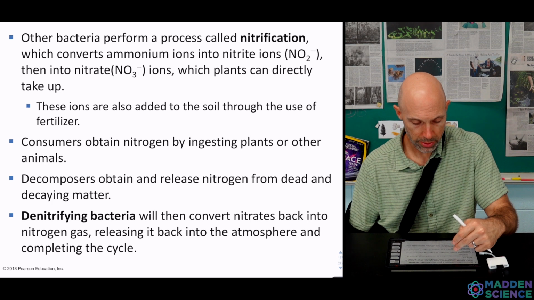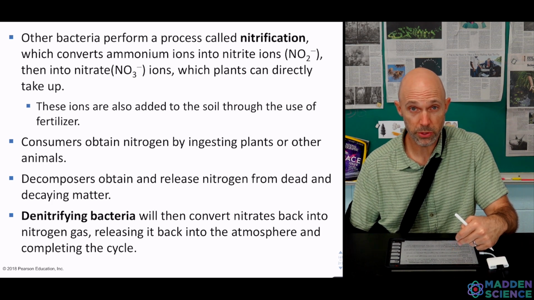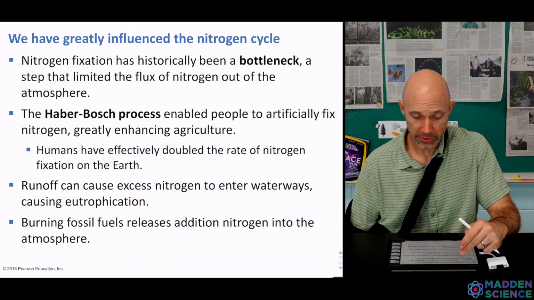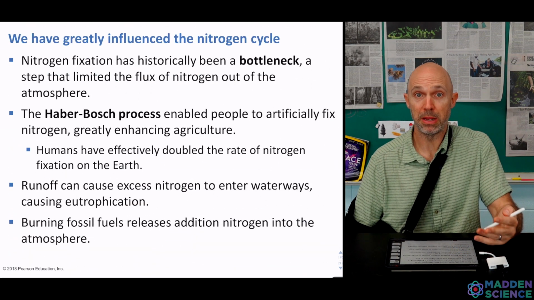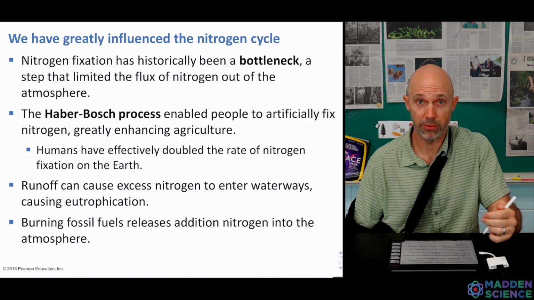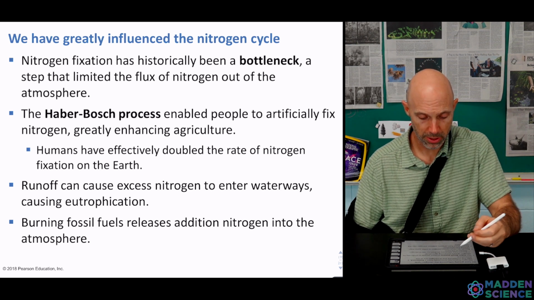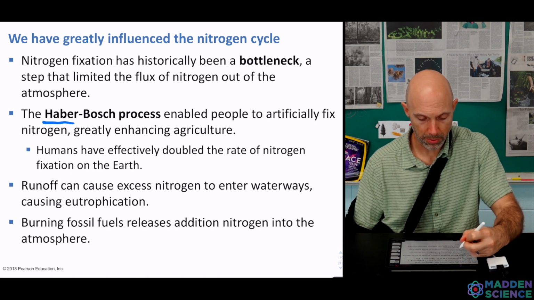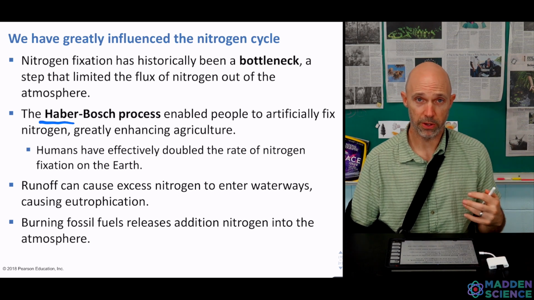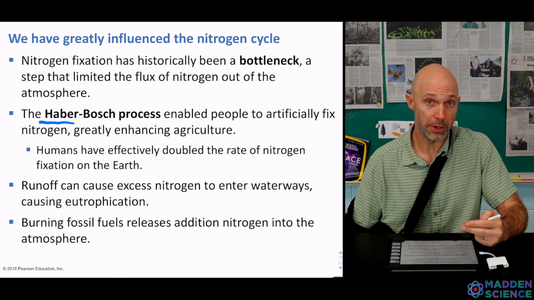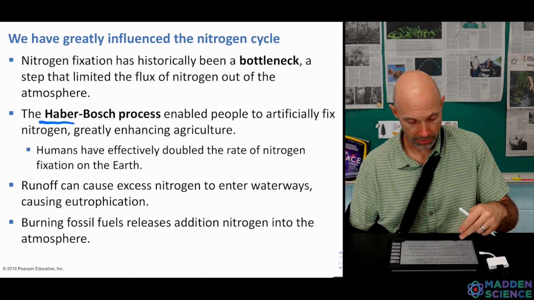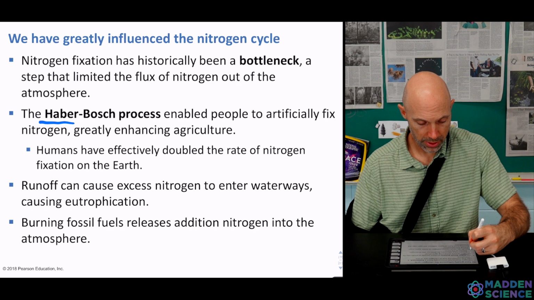Again, going back through, you got consumers, decomposers, denitrifying bacteria. Nitrogen fixation historically was a bottleneck that limited the amount or the flux, the transition of nitrogen within its nutrient cycle. Again, Fritz Haber and the Haber-Bosch process enabled us to artificially pull and fix, put atmospheric N2 into a useful form. This now has led to a number of other issues that we've talked about already, including water quality and runoff.